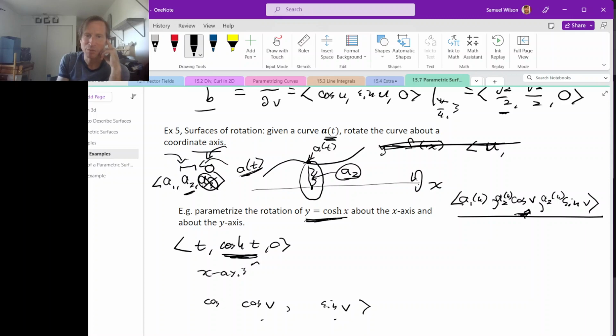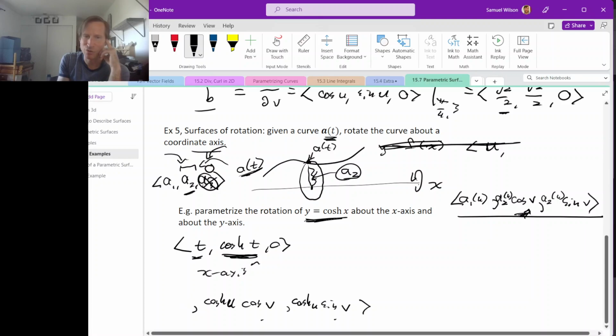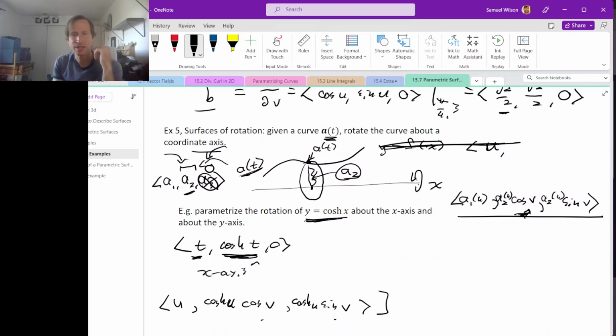We're using hyperbolic cosine of u as our radius for this circle. And then the x-coordinate is just the x-coordinate of this parametric curve, which is t, but remember we're switching to u. So here is the rotation of this hyperbolic cosine graph about the x-axis. Well, now let's rotate it about the y-axis.